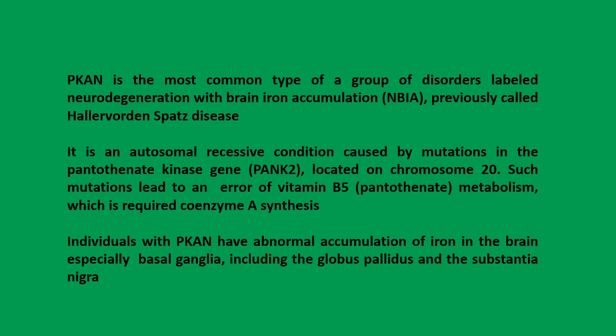Such mutations can lead to an error of vitamin B5 or pantothenate metabolism, which is required for coenzyme A synthesis. Individuals with PKAN have abnormal accumulation of iron in the brain, especially basal ganglia, including the globus pallidus and the substantia nigra.